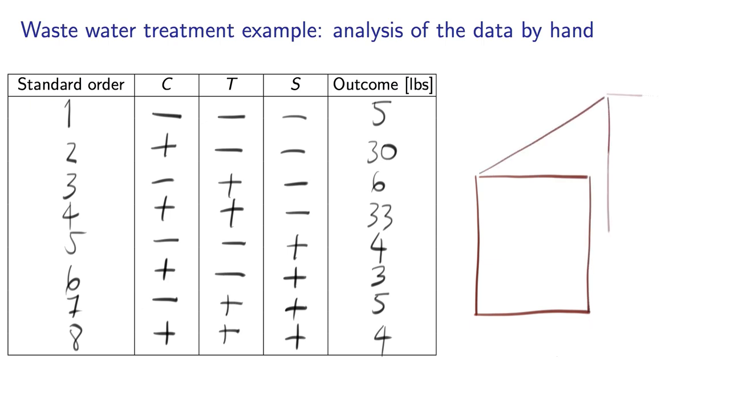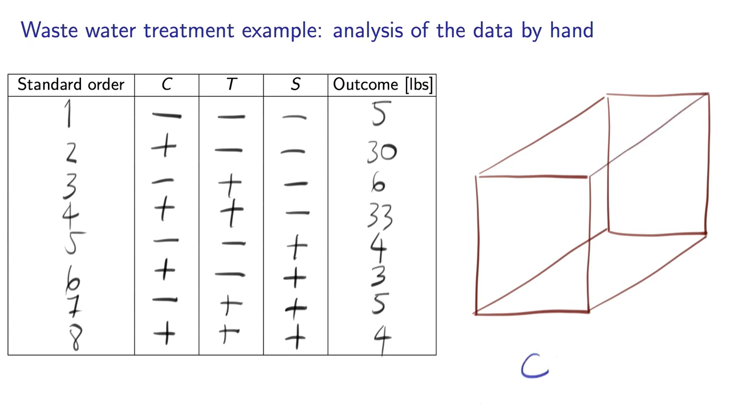Let's go back to our cube plot. And this time, our cube plot is actually a cube. We can draw it by showing the first factor along the horizontal axis, the next factor on the vertical axis, and the final factor, S, is shown in and out of the page in this diagonal way. Next, we transcribe the values onto this cube. This is really easy when we follow the standard order sequence. Take a look. 5, 30, 6, 33, then 4, 3, 5, and 4. I love this visual representation of the experimental data. It really helps us achieve our objective so quickly.